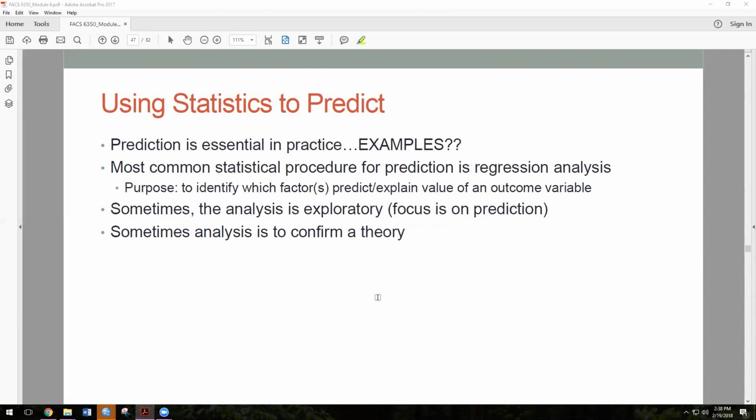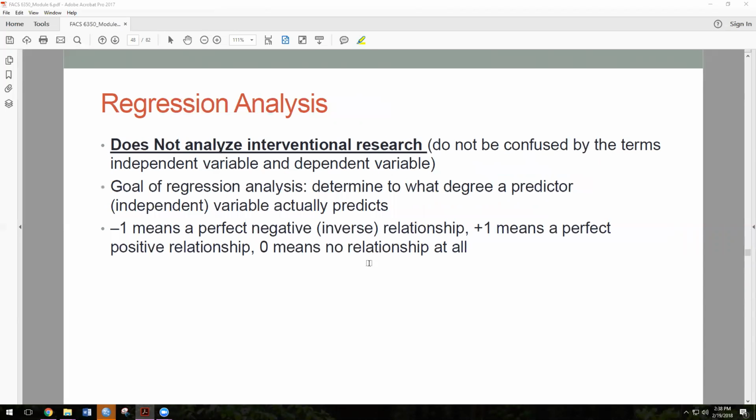So again, prediction is essential, but we can't just predict one for one. We have to think about the bigger picture and all of the other aspects that go into an equation to be able to accurately predict an outcome. So again, do not get the independent and the dependent variables confused with intervention research. Our independent variable is what is helping us to talk about our outcome.